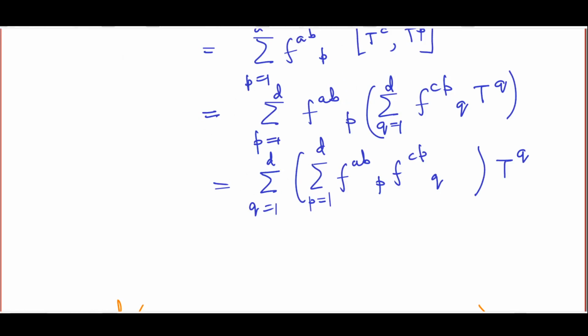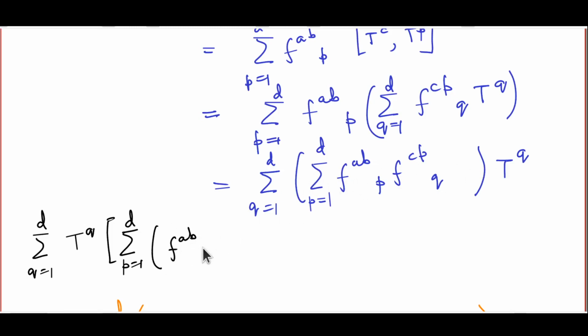Sum over Q running from 1 to D of TQ times sum over P running from 1 to D of a sum of three such quantities. One of them will be FABP FCPQ. Another will be FBCP FAPQ. This is of course what you get when you cyclically permute ABC to get to BCA.